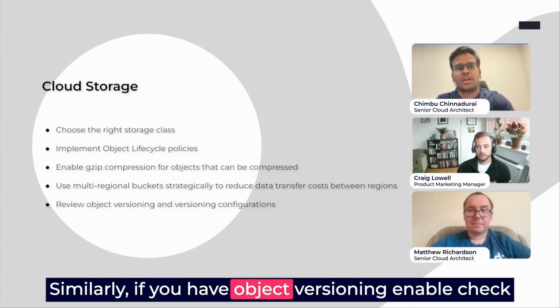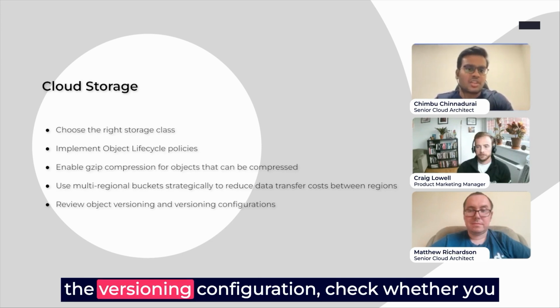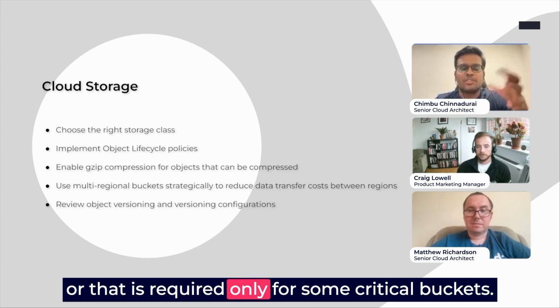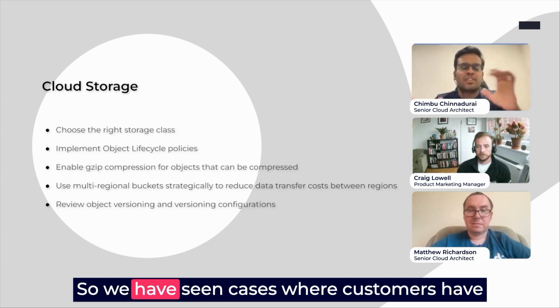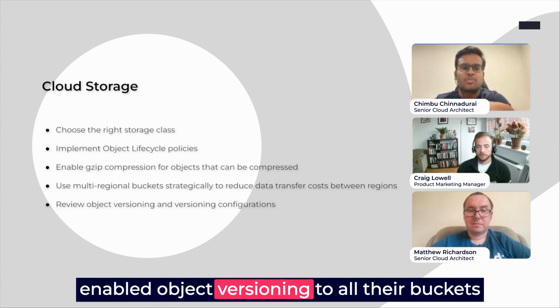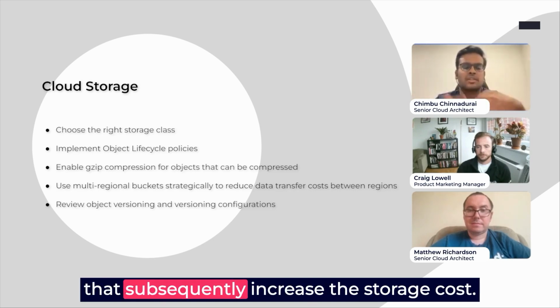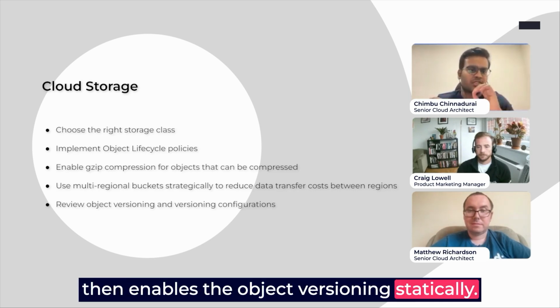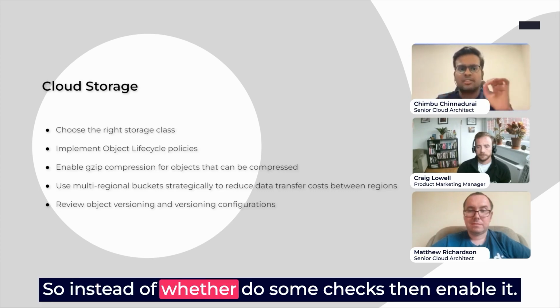Similarly, if you have object versioning enabled, check the versioning configuration, and check whether object versioning is required for all your buckets or only for some critical buckets. We have seen cases where customers have enabled object versioning on all their buckets, whether it's required or not, which subsequently increases the storage cost. So check your bucket configuration and then enable object versioning strategically. Do some checks and then enable it.